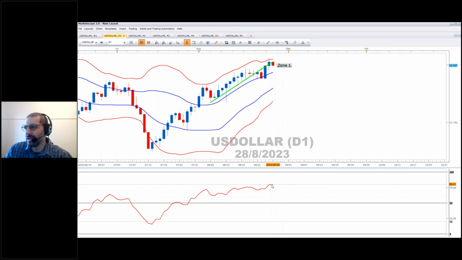All right, so we just want this to normalize. That's what I mean. Normalize means move away from that overbought condition, anywhere between 50 and 80. And I'd say a fair bit away from 80.